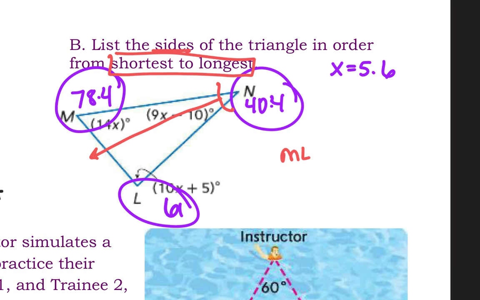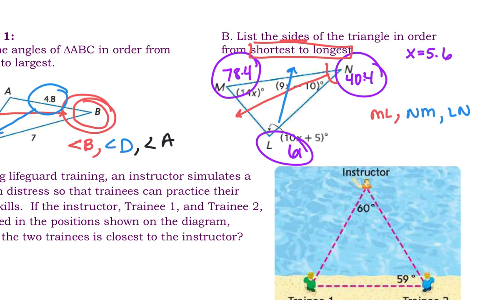Oh wait, what was the next one? From smallest to largest, should it be L to N? It should be N to M. Yeah, because 61 would be next in line. So it would be N to M. And then the largest one would be L to N. All right, so just be careful as you guys are working on that assignment.